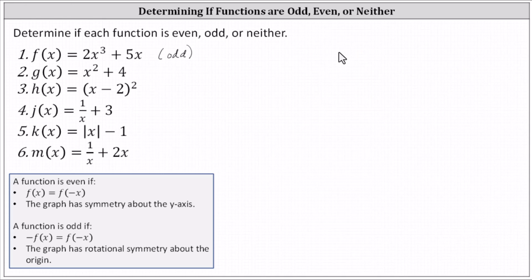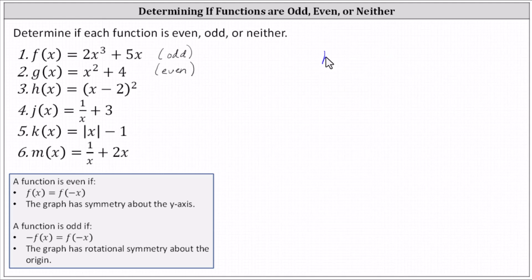Number 2, we have g of x equals x squared plus 4. Next, we determine g of negative x, which equals the square of negative x plus 4. Simplifying, we have g of negative x equals x squared plus 4. Notice g of x equals g of negative x, which indicates g of x is even. The only function that can be both odd and even is f of x equals 0, and therefore we can stop and classify g of x as even.